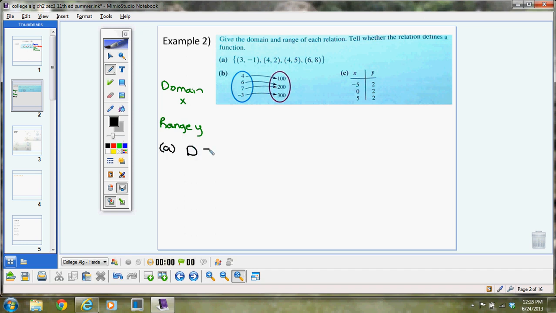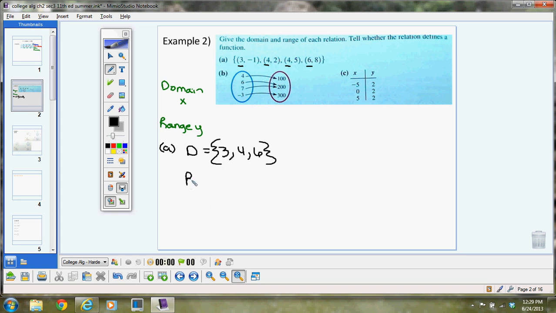My domain for this one would be my x's. That would be 3, 4, and 6. I'm just looking at the x values up here. Now notice there were 2 4s. I don't have to write it twice. And by the way, typically in the back of the textbook, they will put these brackets around those.